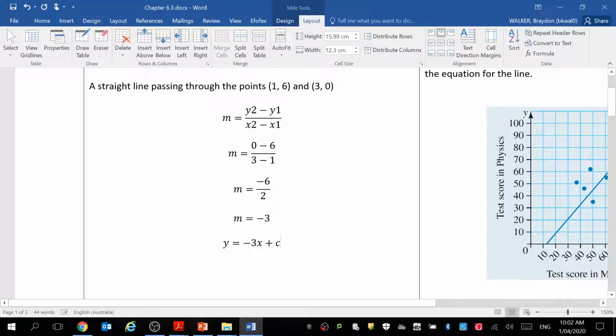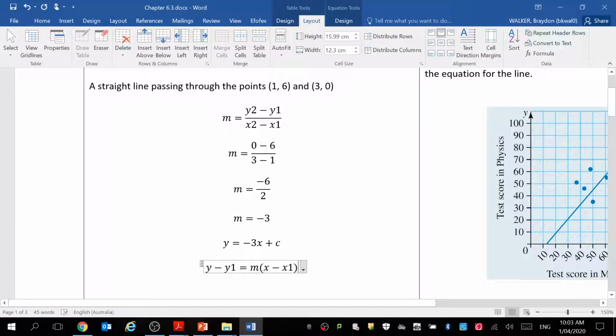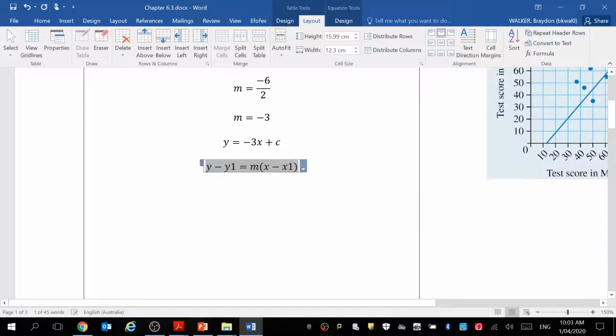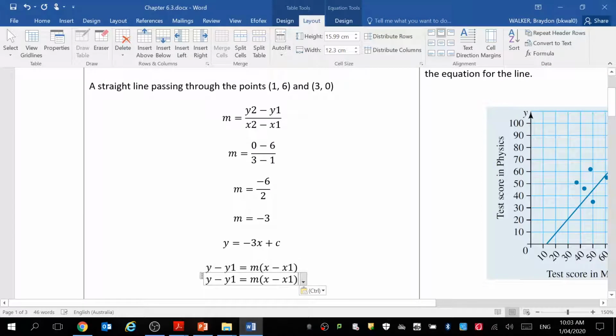Now, the other way you can do it is by using this formula: y minus y1 is equal to m(x minus x1). This is what we call the point gradient formula. Now, I wouldn't mark you down for whichever one you wanted to use. Okay, they'll both get you the correct answer. In this case, you can use either set of coordinates is what I'm trying to say here. Let's use (3, 0).